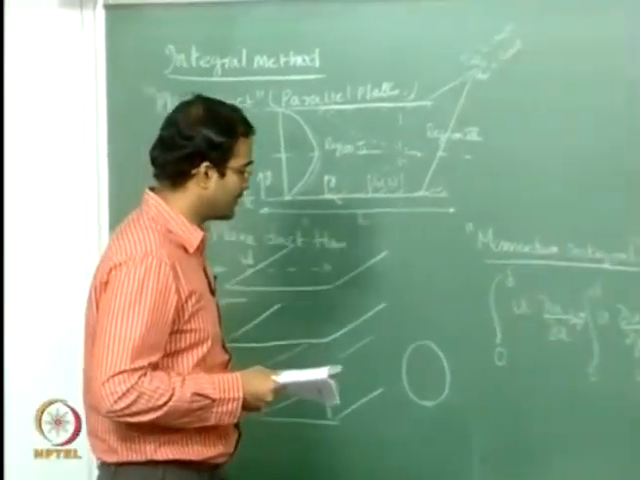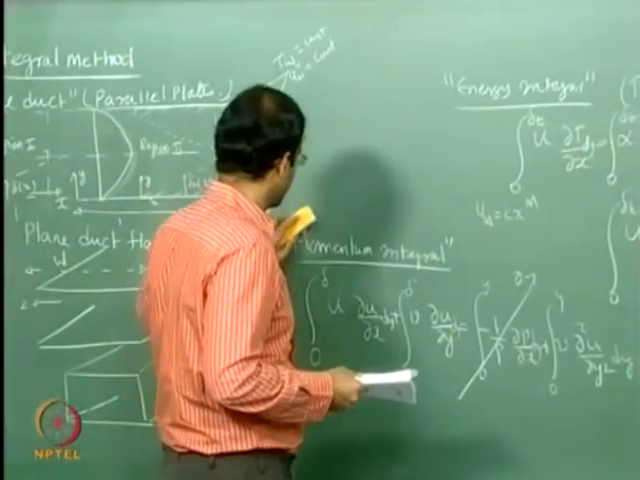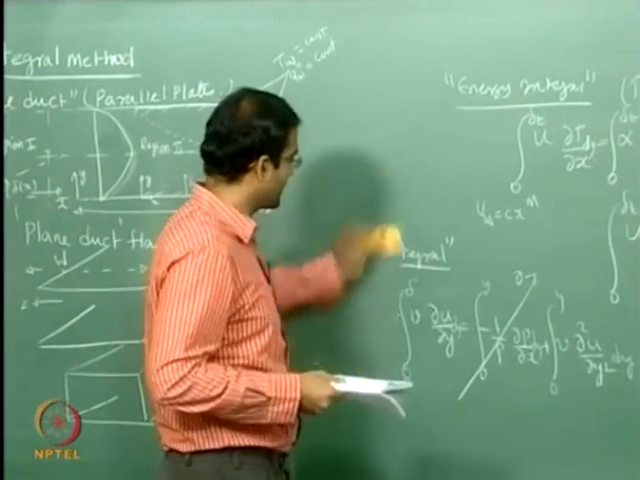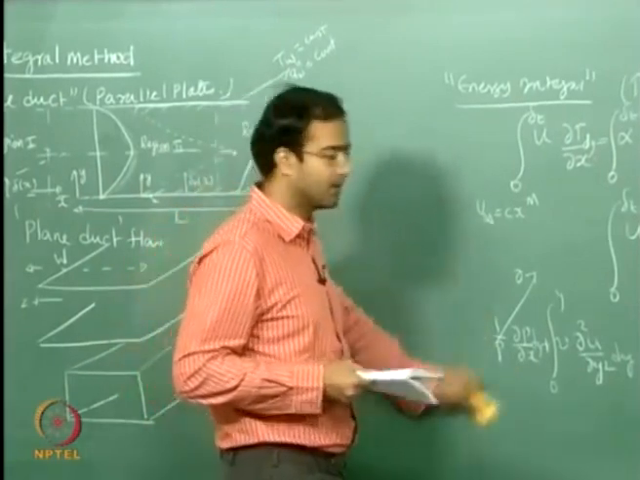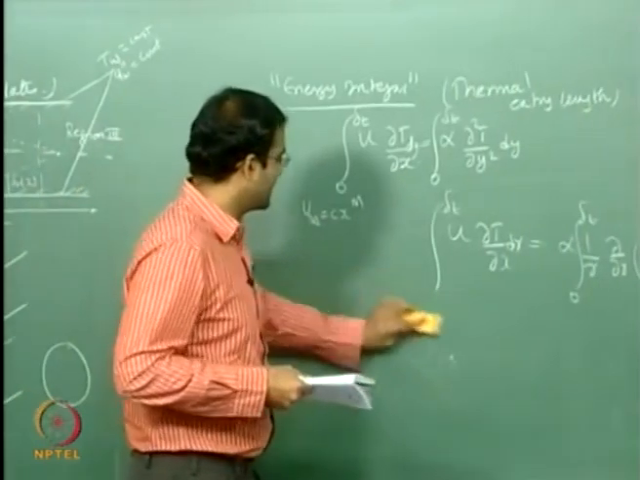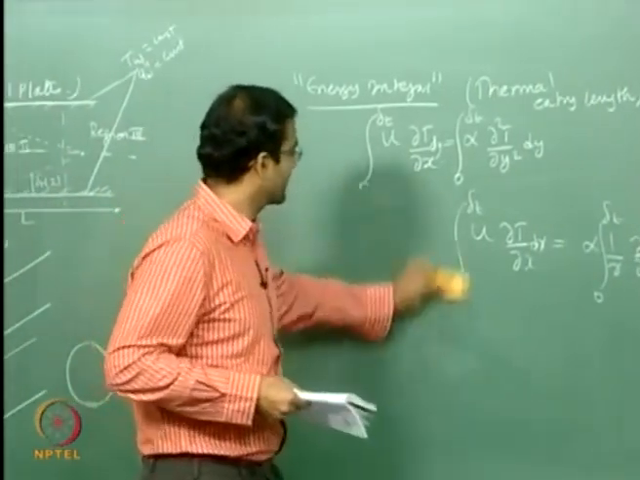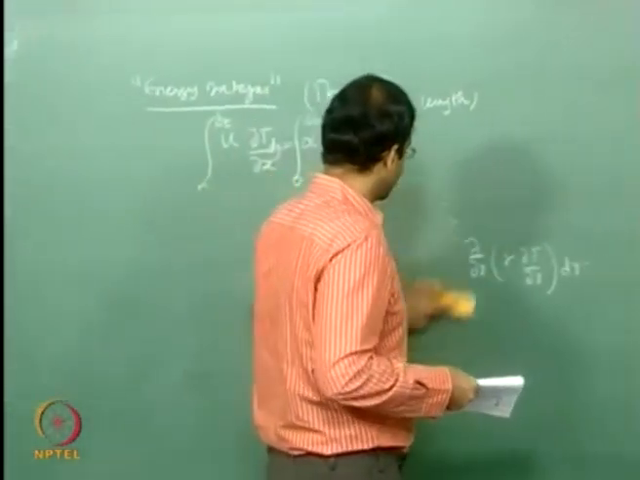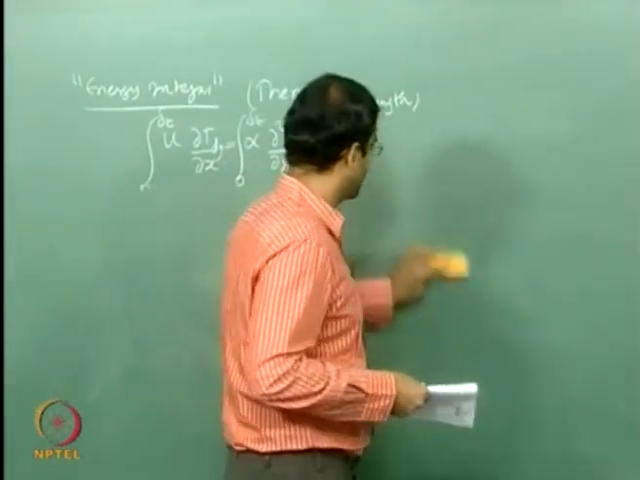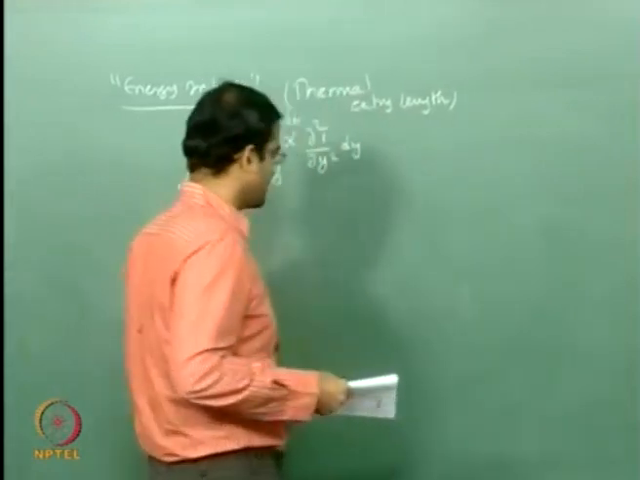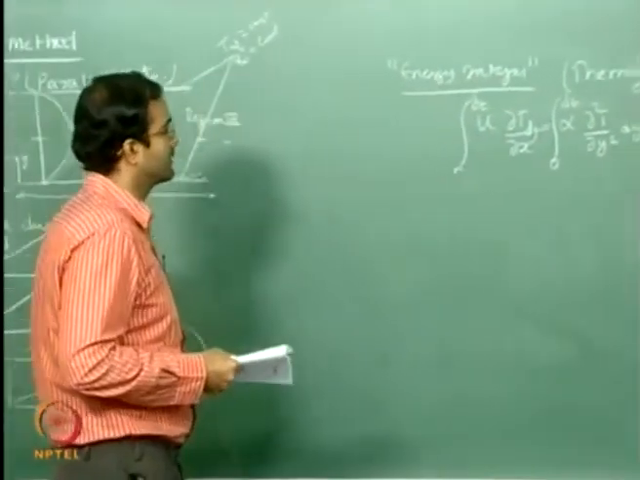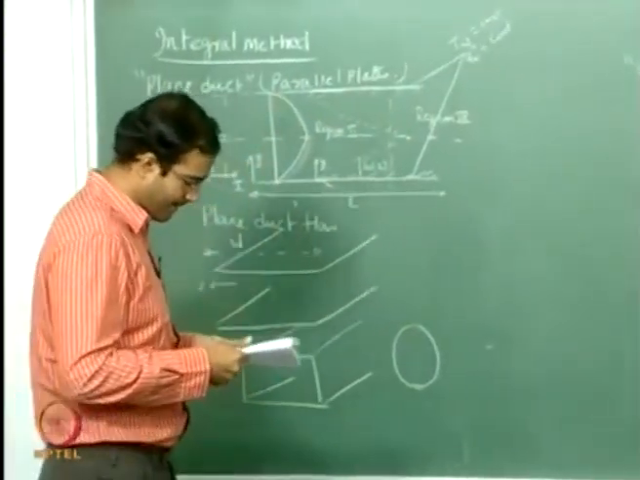So therefore what we will now do is assume that we have a fully developed velocity profile and start with our energy equation and look into the thermal entry length, and get the temperature profiles and the expression for the Nusselt number.